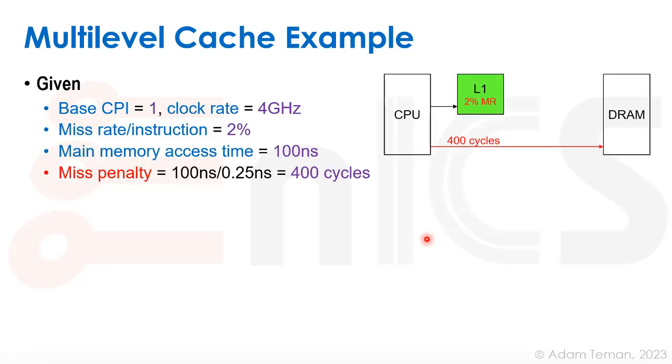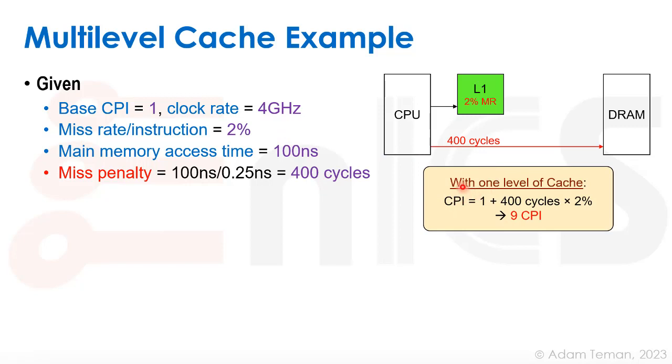So now let's look at an example of how multi-level cache performance is affected by adding another level. If we start with a basic one-level cache, we have a base CPI of 1 and a clock rate of 4 gigahertz. Using this clock rate, we have a 0.25 nanosecond cycle time. We're given that the miss rate per instruction is 2%, so the L1 miss rate is 2%, and the time it takes to access main memory is 100 nanoseconds, so the miss penalty is 100 nanoseconds divided by 0.25 nanoseconds, which comes out to 400 cycles on our CPU.